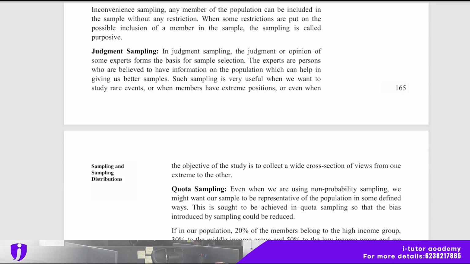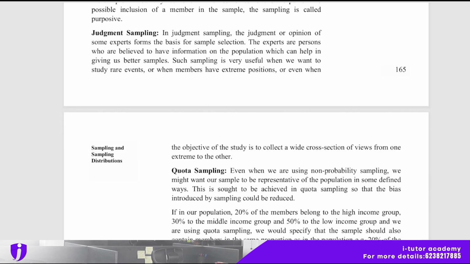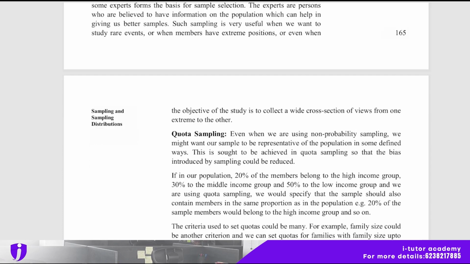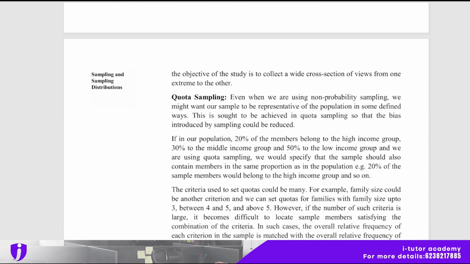Judgment sampling. In judgment sampling, the judgment or opinion of some experts forms the base of the sample selection. The experts are persons who are believed to have information on the population which can help in giving us a better sample. Such a sampling is very useful when we want to study rare events, or when members have extreme positions, or even when the objective of the study is to collect a wide cross section of views from one extreme to the other.